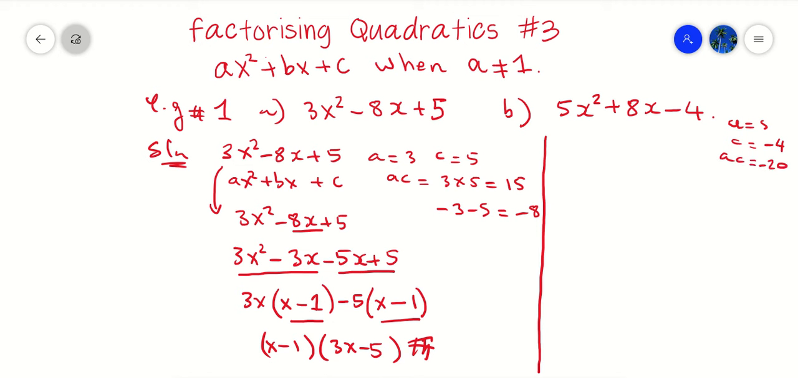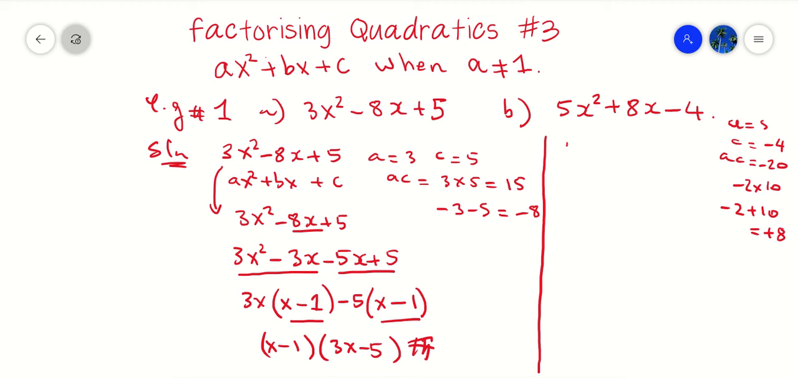Right, if I consider -20, what are the factor of 20? I can have -2 times 10. -2 times 10, these are the factor of -20. So if I add -2 plus 10, they will give me +8, right? So I can use these as my factors.